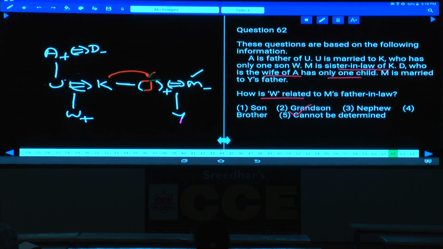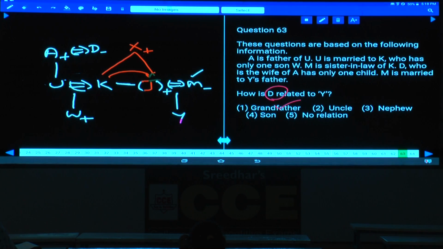Question number 61, choice 2. Question 62: how is W related to M's father-in-law? Who is M's father-in-law here? M's father-in-law is J's father. Let us take X as the father of J. Now how is W related to X? Grandson, that is choice 2.